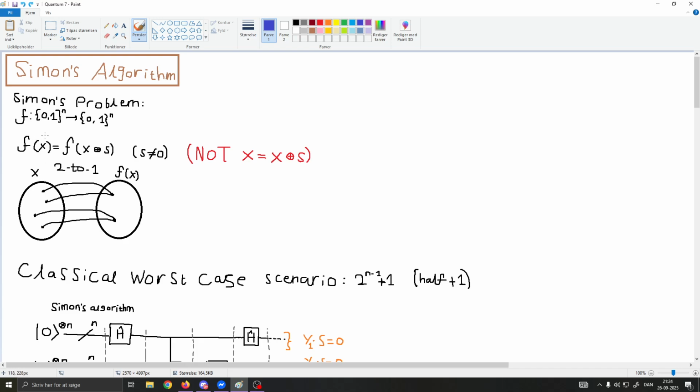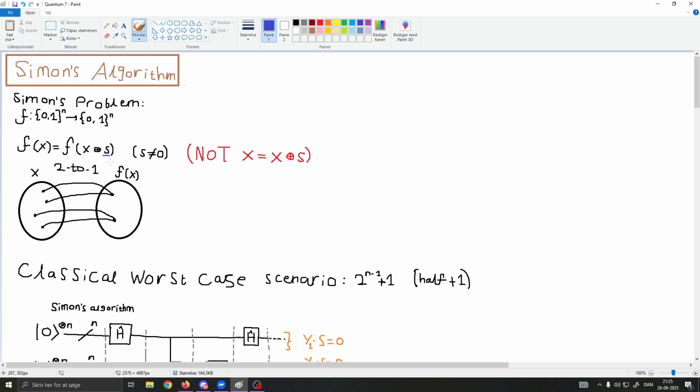So Simon's problem is that we have some function which is unknown to us besides the properties that it takes a bit string of length n and it outputs a bit string of length n. Now it has this unique property that it is a 2-to-1 map, meaning that for every value of x that Simon's problem takes, it outputs the same value for a different bit string for every x.